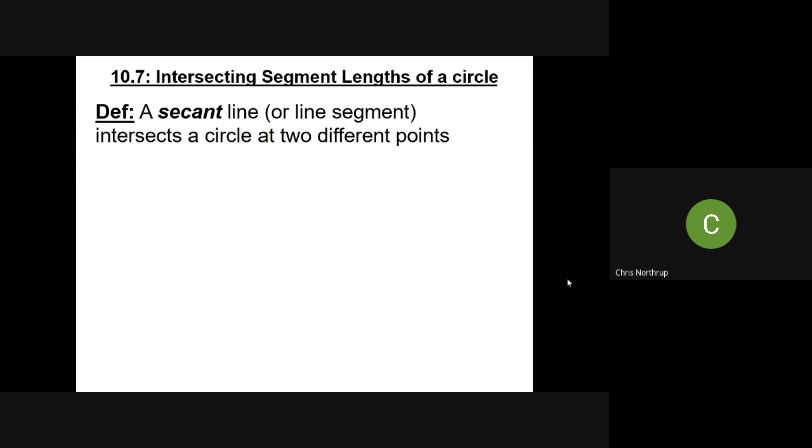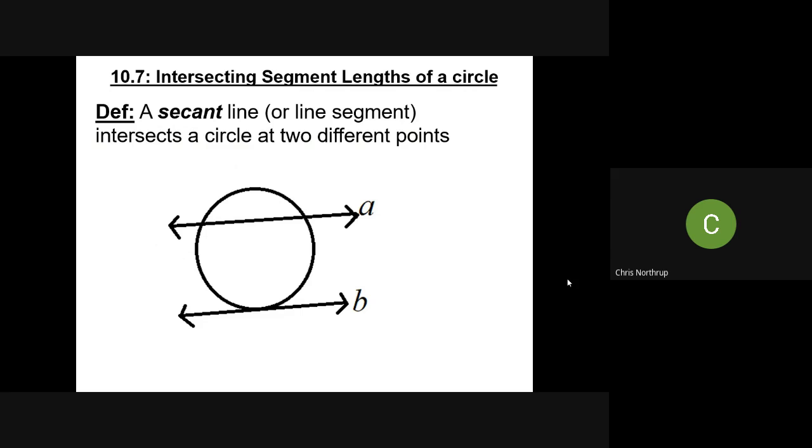Now we want to define something else. This is called a secant line. So this is going to be a line or a line segment that intersects a circle at exactly two different points. So in this diagram here, line A would be what we call a secant line, whereas line B, that's something we saw last section, would be a tangent line. So it appears it only hits at one single point.